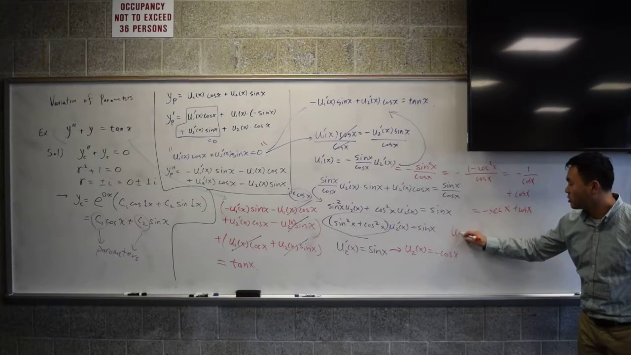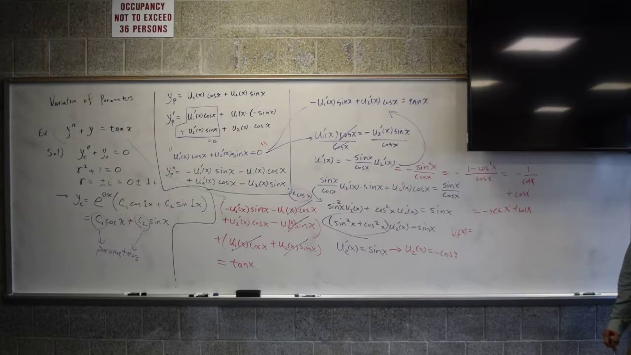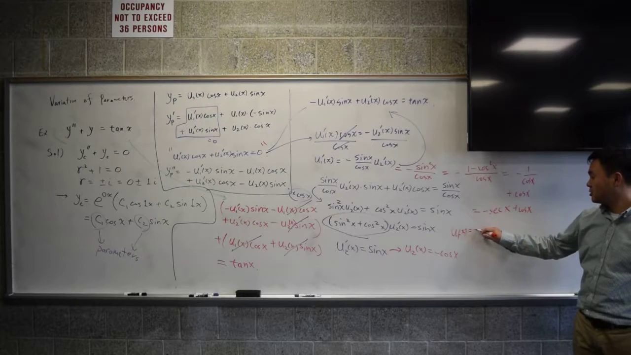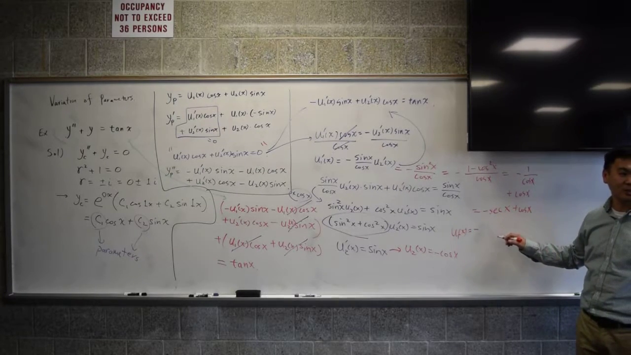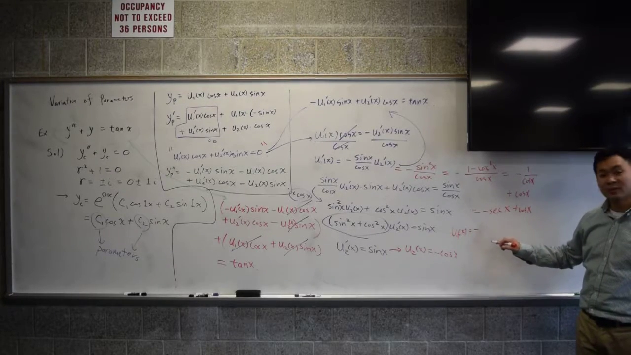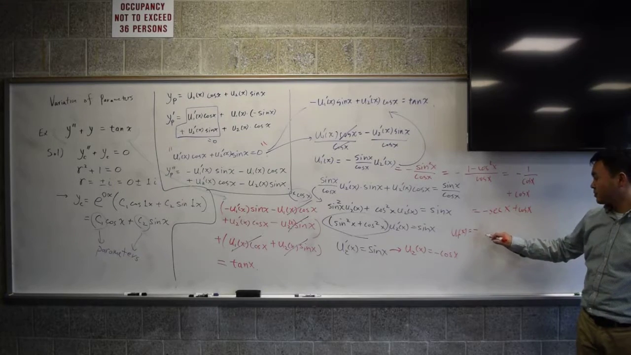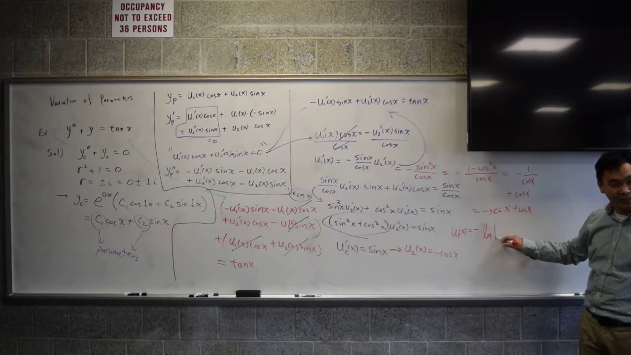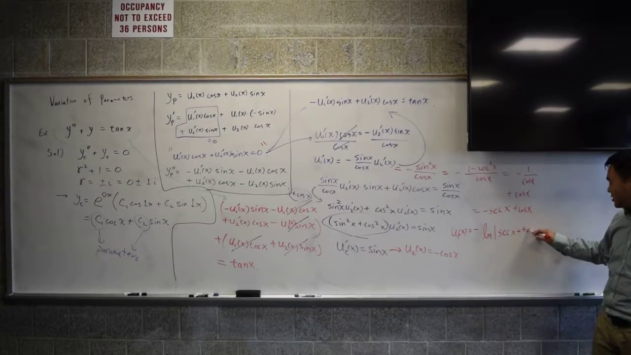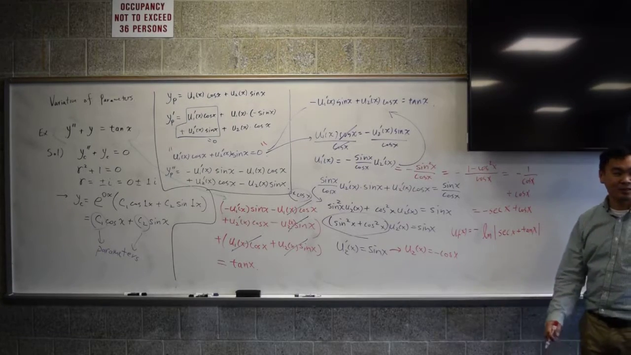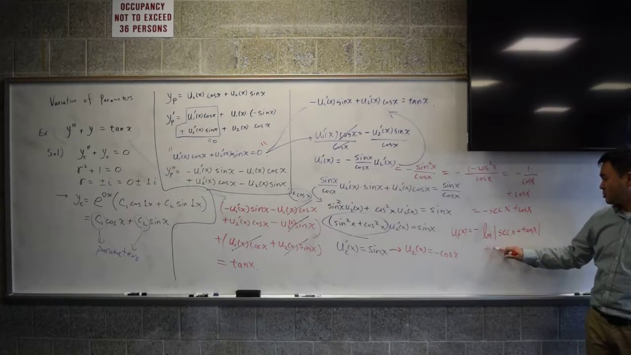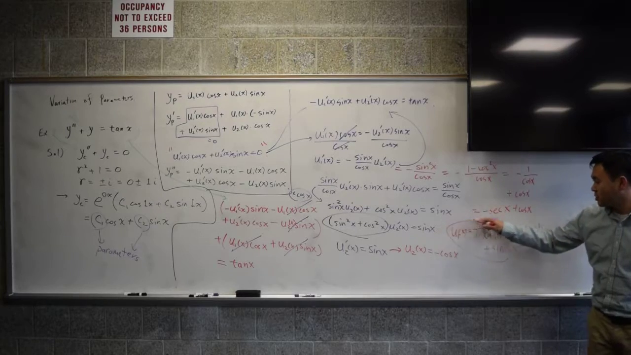So what is u1 of x? Does anyone know the integral of secant x? No, that's the derivative. Integral of secant x. What is it? ln of 1 over x, right? Or secant x plus tangent x. Okay? That's the integral of secant x. And then cosine integrates to sine x. That's u1 of x.